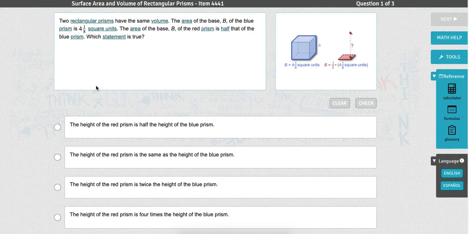So what's true? The height of the red prism is half the height of the blue prism. Do we know that? Well, do we know that the height is half of it? That wasn't guaranteed. It said that the base was half, right? It said that this part is half, but it never said anything about the height. So I don't think that's going to be right.